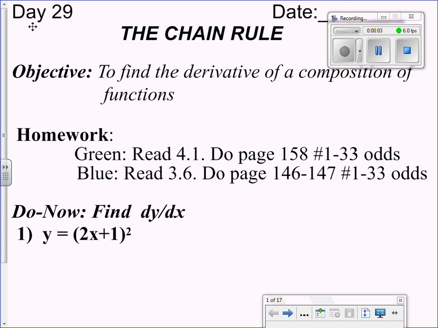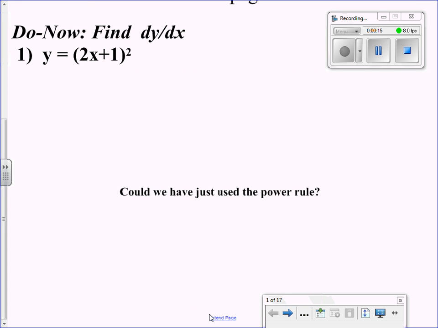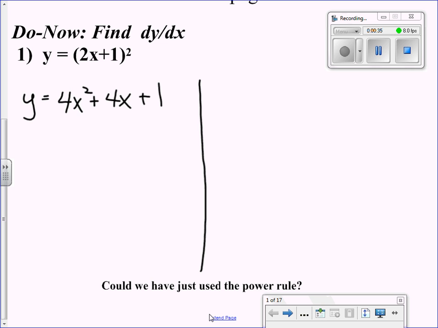Okay, today we're going to talk about the chain rule. For our do now, we're asked to find the derivative of the quantity 2x plus 1 squared. There are two ways we could go about doing this. One way, we could square it out, and we would get 4x squared, right? You get the first term squared, plus twice the product, plus the last term squared. So we could first square it out and then find the derivative. And we would get 8x plus 4.